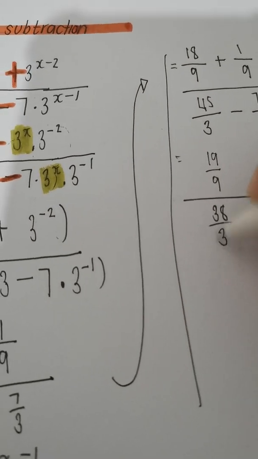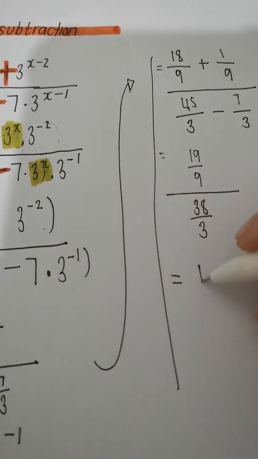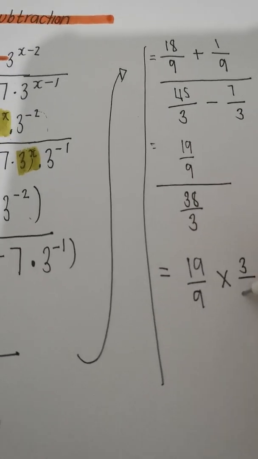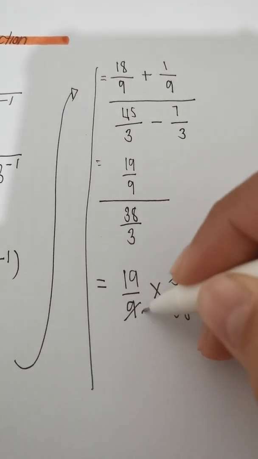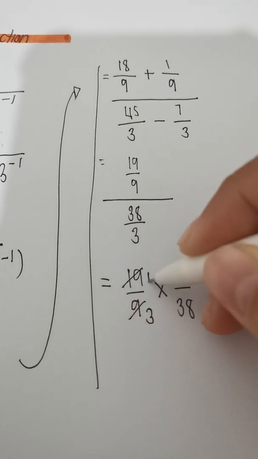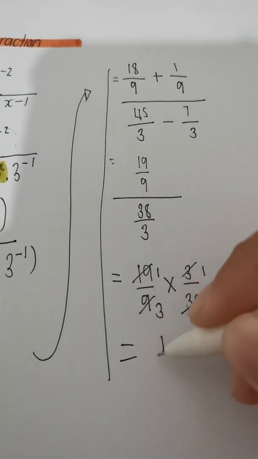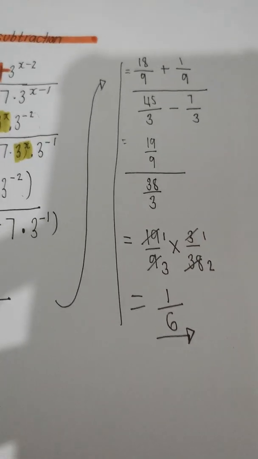38 over 3. This here is fraction divided by fraction, so that is 19 over 9 times 3 over 38. 3 goes into 3 once and into 9 3 times. 19 goes into 19 once and into 38 twice, leaving me at the top with 1 and the denominator 3 times 2, 6. That's my answer.